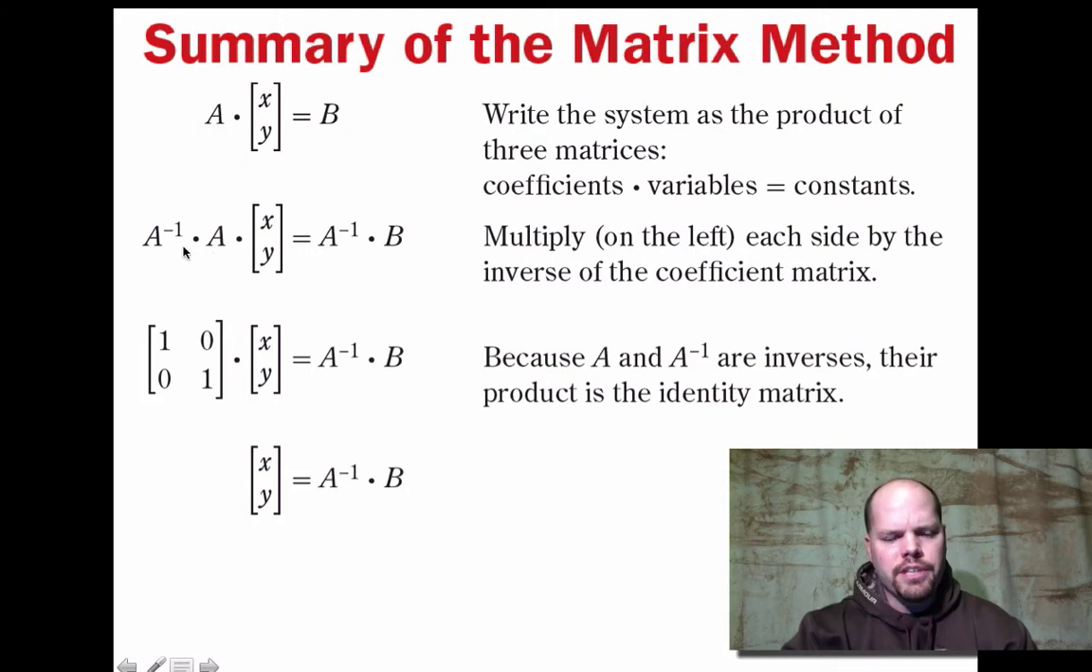Okay, so on the left side, we get the inverse times its original matrix, and that becomes the identity matrix. The identity matrix times xy is just going to be xy. So there really isn't any work, but that's the properties and what's really happening on the left side as we solve these. The solution becomes, on the right side, where we take the inverse of A times matrix B, and that is our solution. The matrix where our solutions will be.